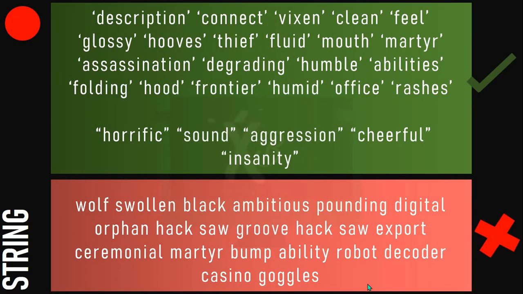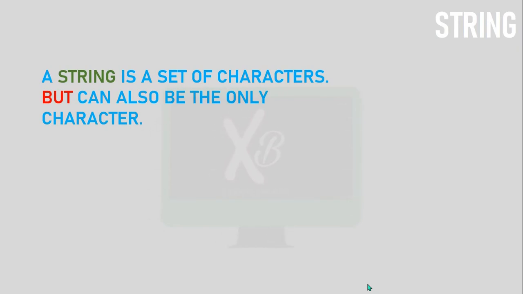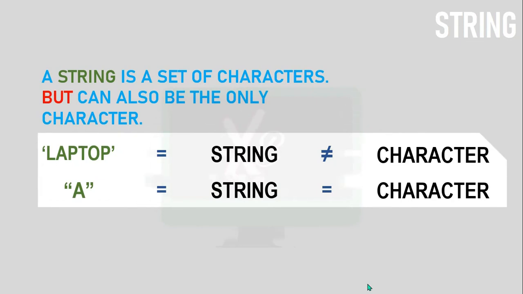You see, I know you might have guessed that already because it was so easy. Apostrophes and quotation marks, they are strings, but those with no apostrophes, no quotation marks are not strings. Why? Because they are simply words and Python cannot understand them. Now let's see. A string is a set of characters but can also be a single character. For example, 'laptop' is a string but it is not a character, while capital 'A' is a string and it is a character itself.